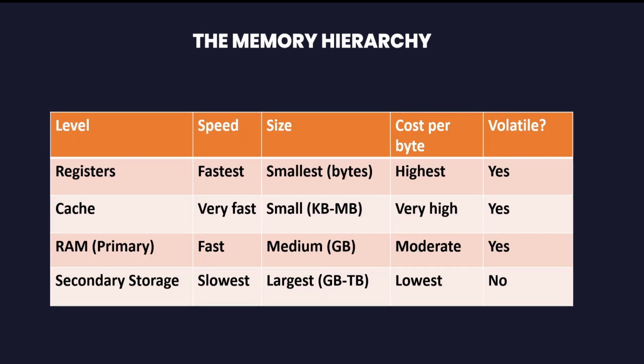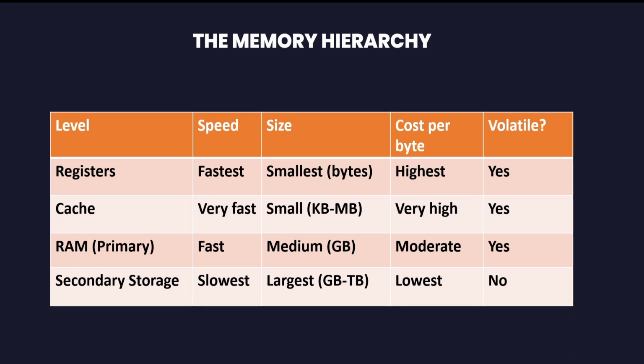The memory hierarchy. Registers, they are the fastest of all. Size is the smallest. Cost per byte, highest. Are they volatile? Yes. What is the meaning of volatile? Volatile memory loses its content when power is turned off. So, as soon as you shut down your system, everything that is stored in registers will be lost.